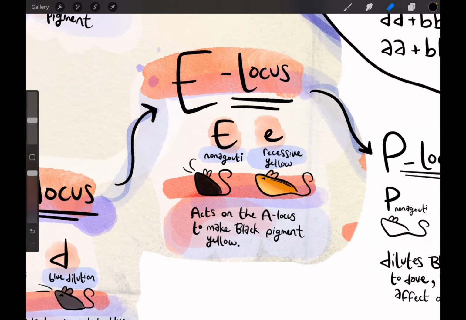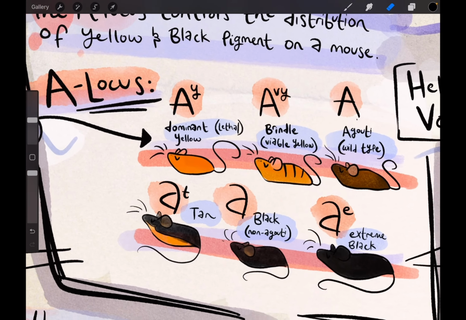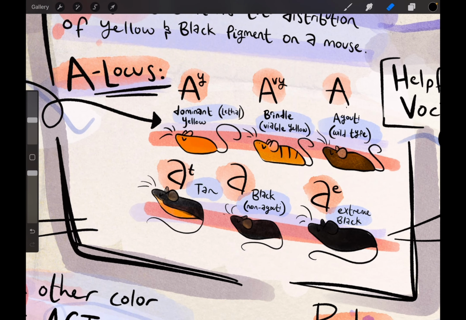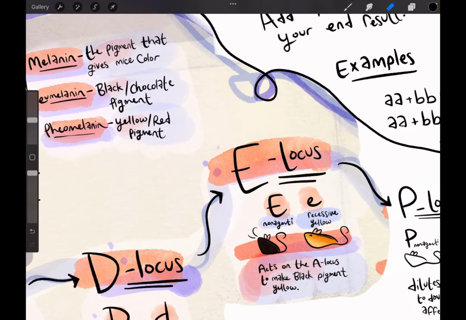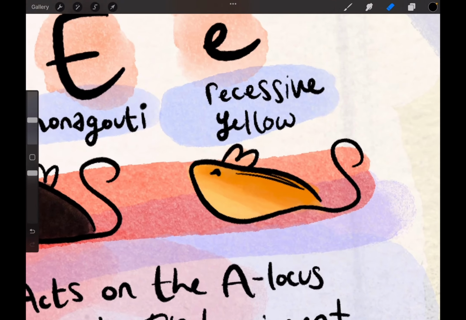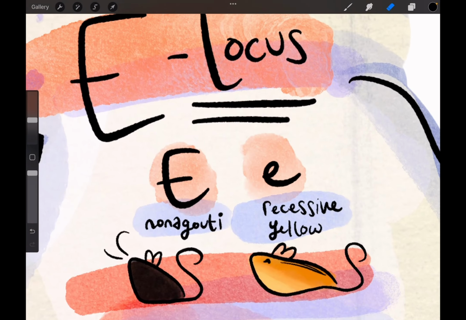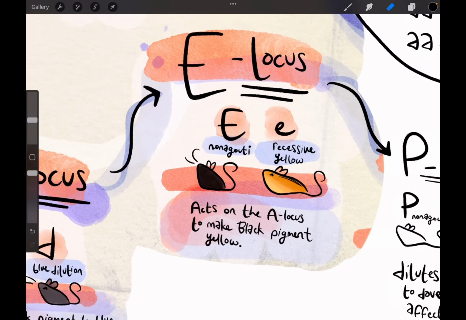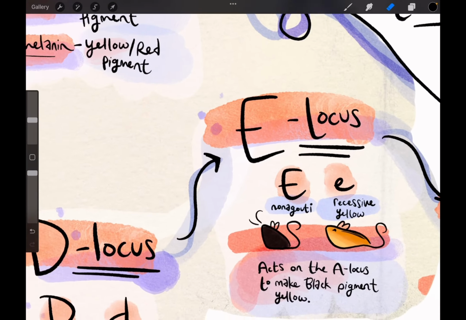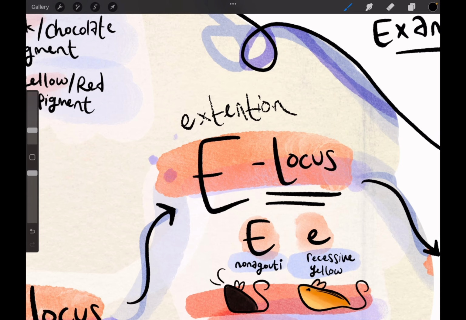And of course, some of y'all might be looking at this initially and being like, what? I thought the whole purpose of the A locus was deciding where eumelanin and pheomelanin was. How can this weird little locus, the E locus, change where the yellow pigment is? Because it just took a black mouse and made it yellow. What? And this is where it gets really fun, because you're right, that is weird, but it's because the E locus is that extension locus, and it acts directly on whatever the A locus leaves it.